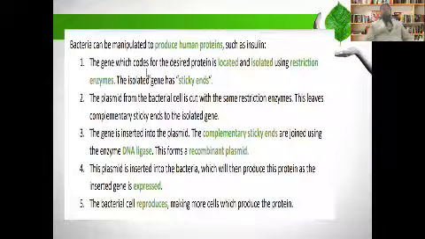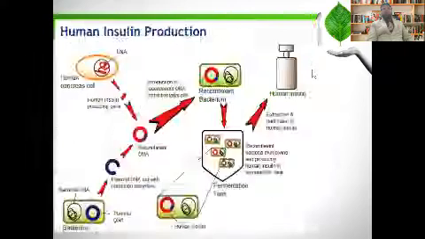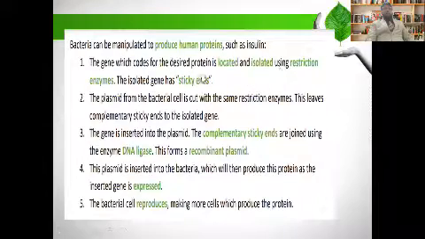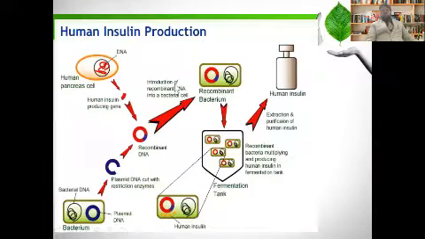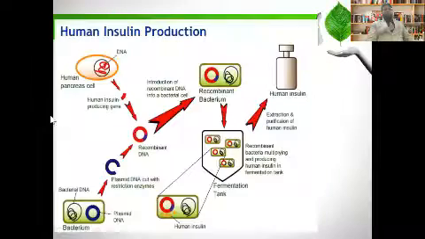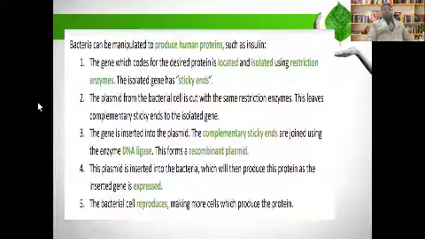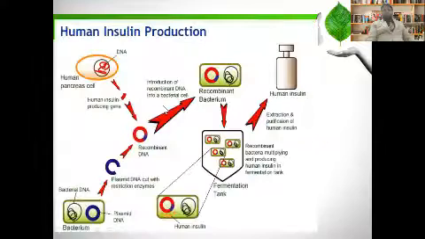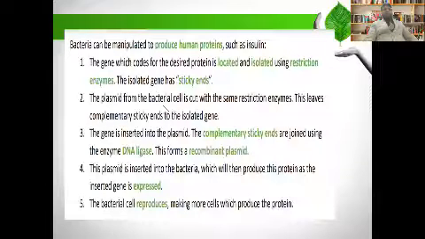Now, what we do in this technology: the gene which codes for the desired protein is located and isolated using a restriction enzyme. This isolated gene has sticky ends. The plasmid from the bacterial cell is cut with the same restriction enzyme. This leaves complementary sticky ends to the isolated gene.